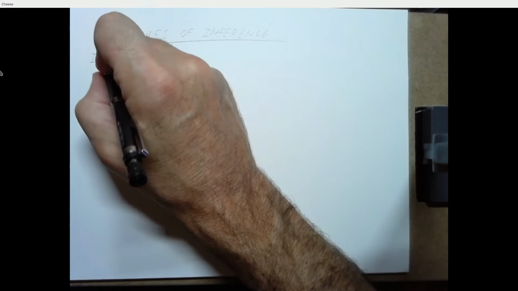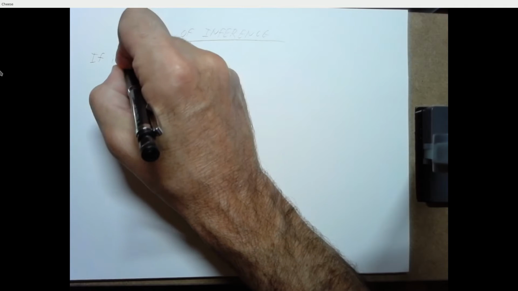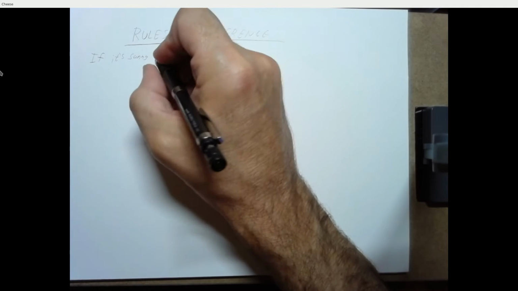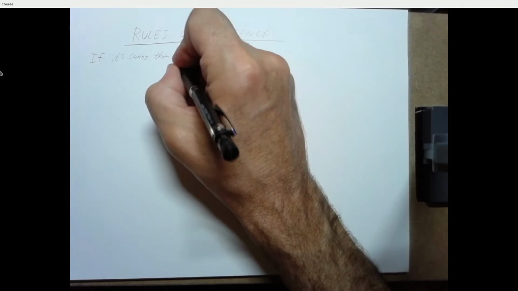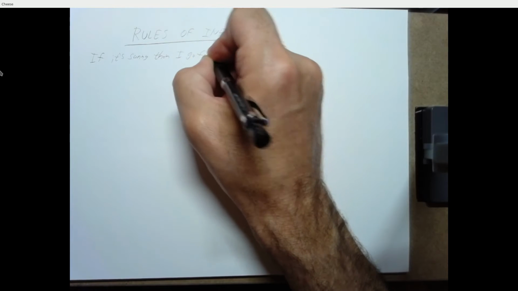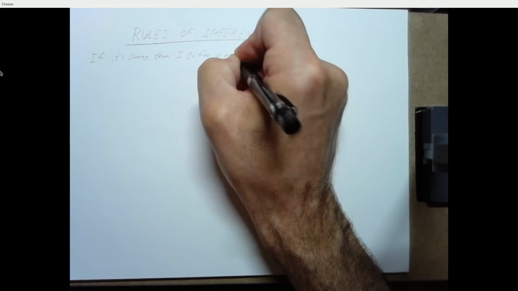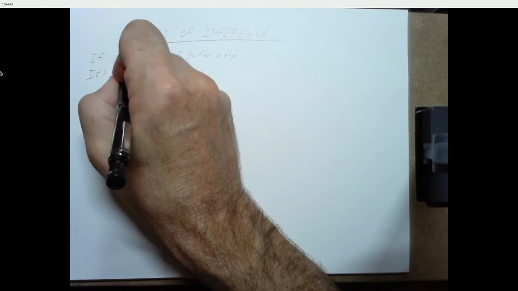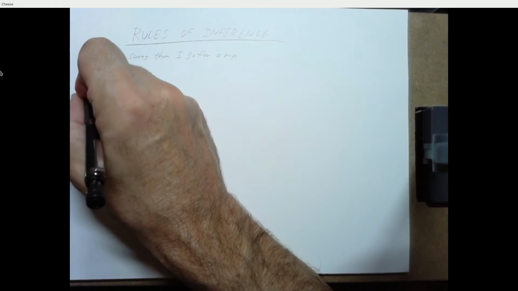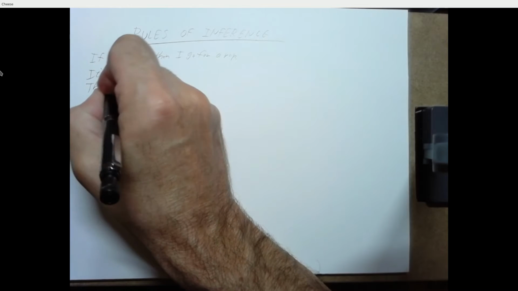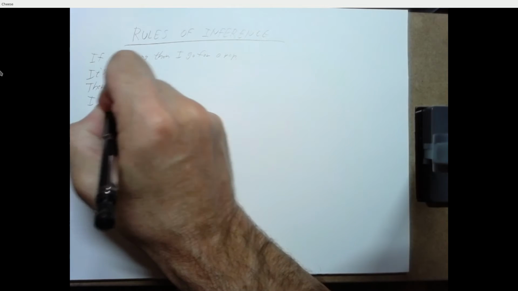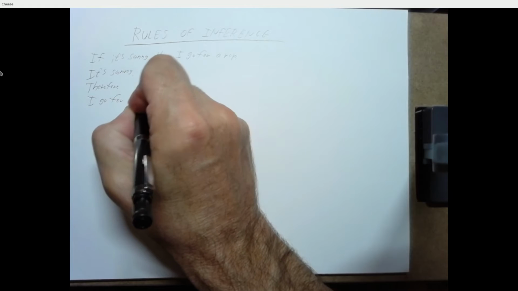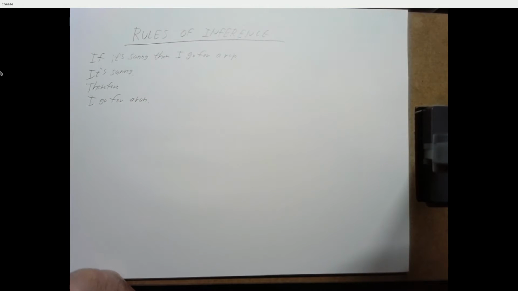Suppose I make the proposition, if it's sunny, then I go for a run. And then I tell you it's sunny, and I say therefore I go for a run. And we can ask the question, is this succession of statements logically valid?